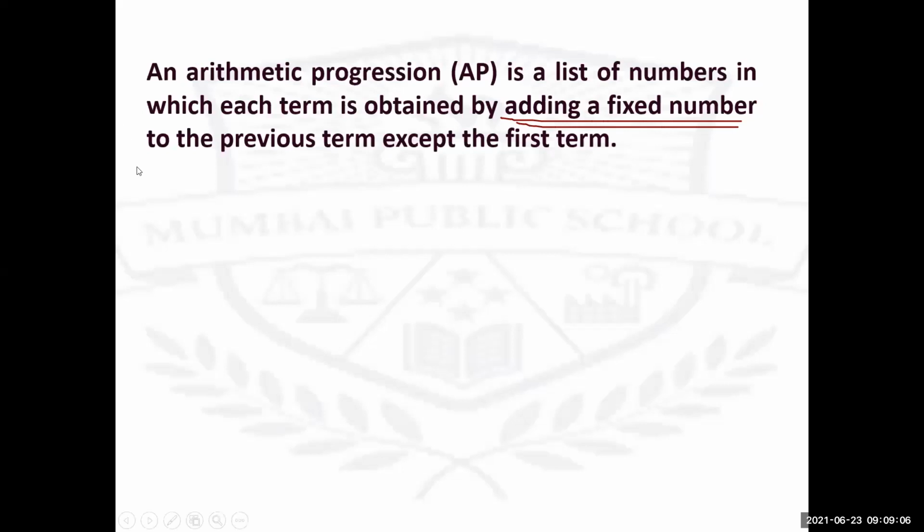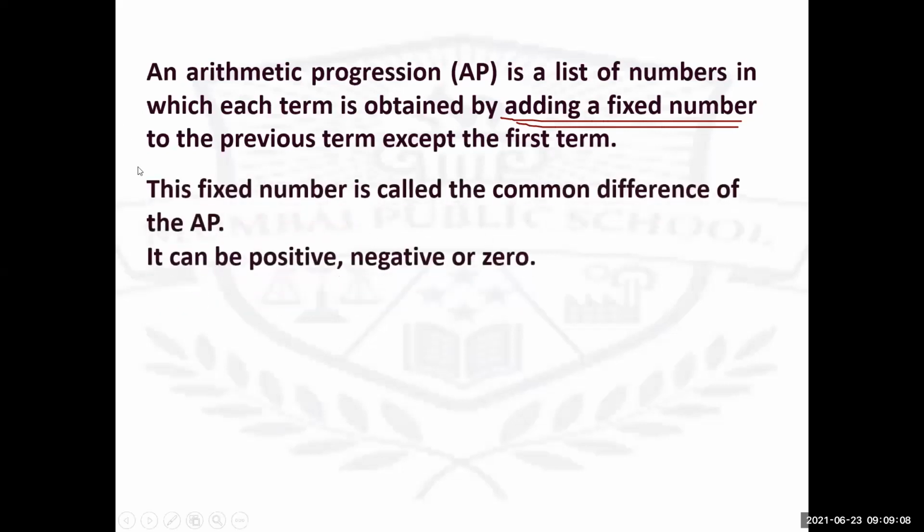We'll look at an example. This fixed number is called the common difference of the AP. It can be positive, negative, or zero. The number which is there can be positive, it can be negative, it can be zero.